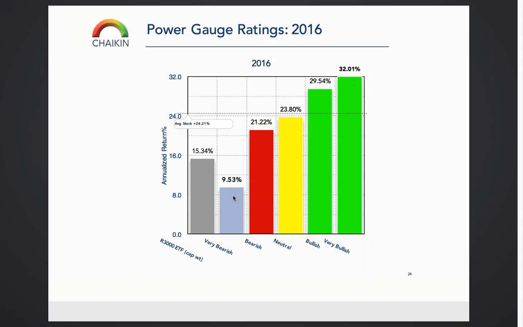The average very bearish stock was up only 9.5%, less than the Russell 3000 index and less than the average stock in the Russell, which was up 24%. So the whole point of this webinar is to get an edge, you want to focus on the very bullish stocks for your long trades and avoid the very bearish, and you want to look to the very bearish stocks for your put trades. It's a really simple and powerful methodology.